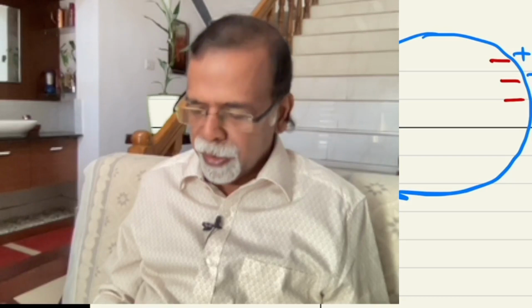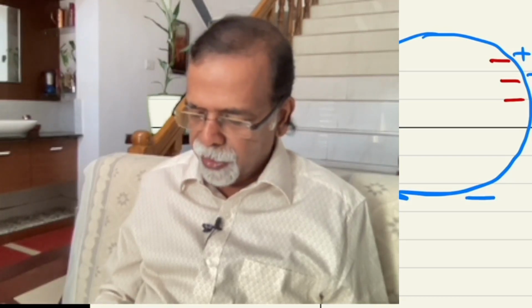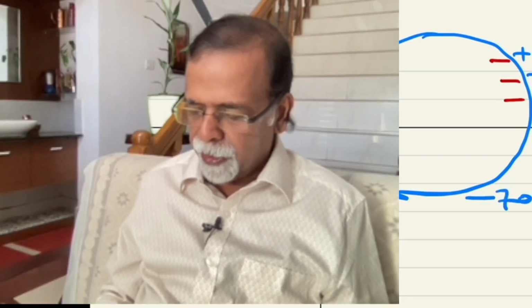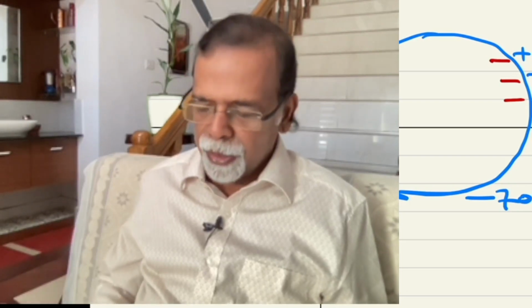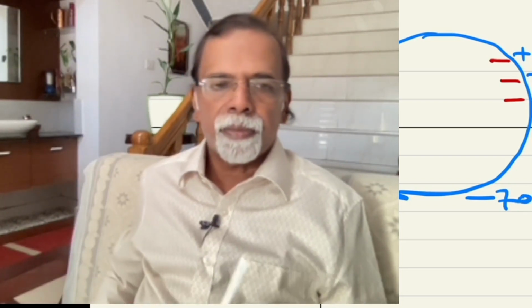Now let us think why or how this is maintained. So take a cell. As mentioned, the inside of the cell is negative and outside is positive. And when you record it, this will be around minus 70 to minus 90. So this is the resting membrane potential.